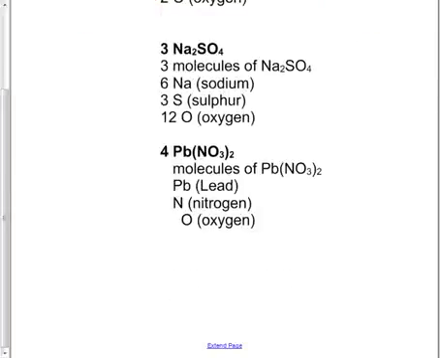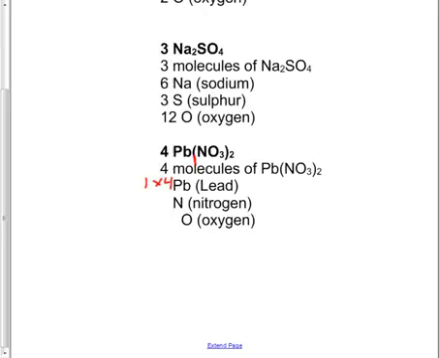Finally, I have 4 molecules of this compound, which contains lead. Pb is lead. So I have this lead compound, 4 molecules of that. If I look at lead, the subscript for lead is a 1. The 2 is referring to everything inside the brackets, and since the brackets are not surrounding the lead, all I have to worry about is that 1. So I have 1 atom of lead times the 4 for the coefficient. So I have 1 times 4 for lead.